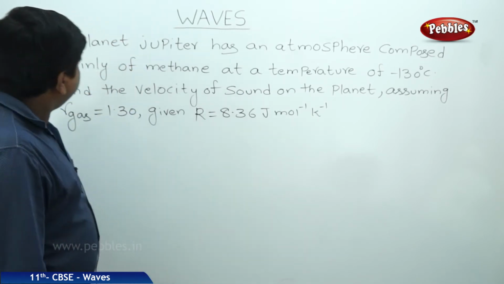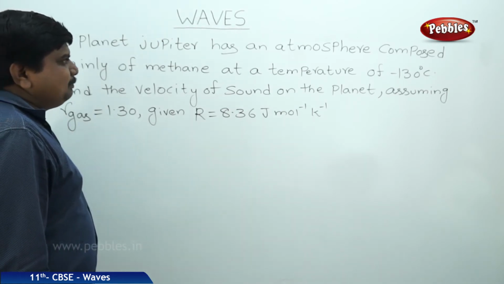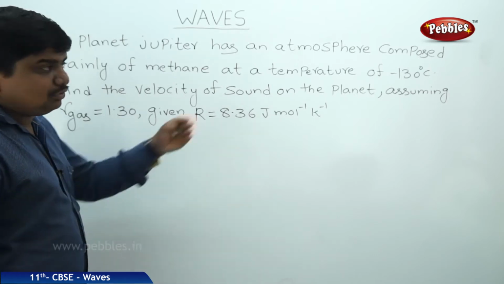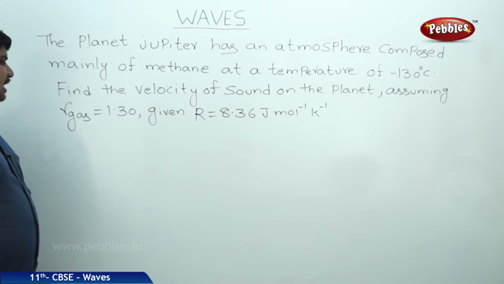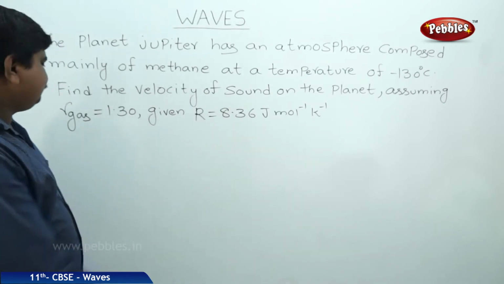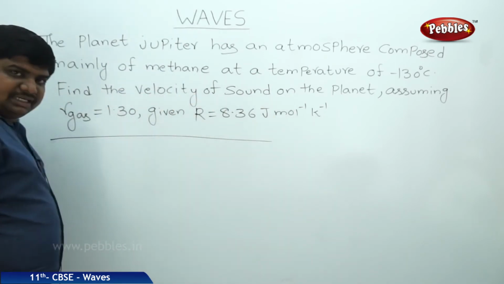This is the problem which is related to the velocity of the body with respect to the adiabatic manner. The content of the problem is: the planet Jupiter has an atmosphere composed mainly of methane at a temperature of minus 130 degrees Celsius. Find the velocity of sound on the planet, assuming gamma of the gas is 1.30, given R is equal to 8.36 joule per mole per Kelvin. Yes, these are the constant values for a given material.